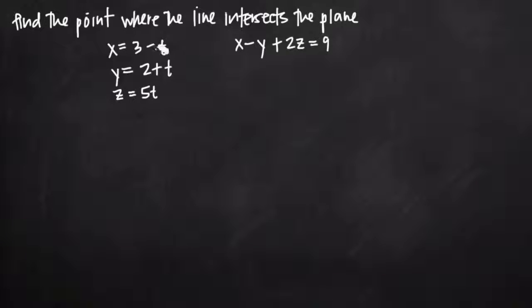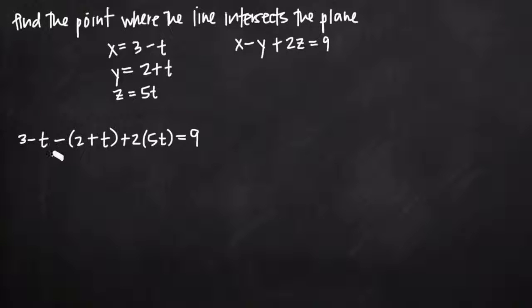We have x equals 3 minus t. We're going to plug 3 minus t into the equation of the plane for x. So instead of x right here, we're going to plug in 3 minus t. Then for y, we're going to plug in 2 plus t. We have this negative sign here, which we need to make sure we distribute. So let's say minus, and then in parentheses here, we'll put 2 plus t. Then for z, we've got this coefficient of 2, so we'll leave that there, and plug in 5t for z, like so. We set that equal to 9.